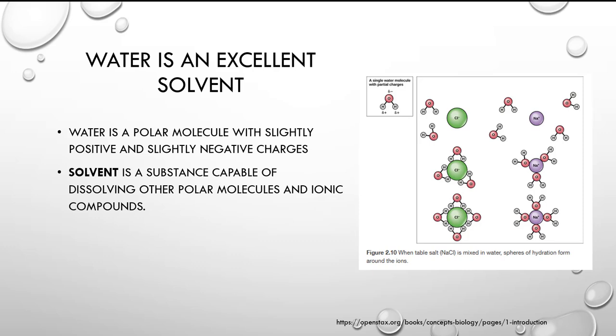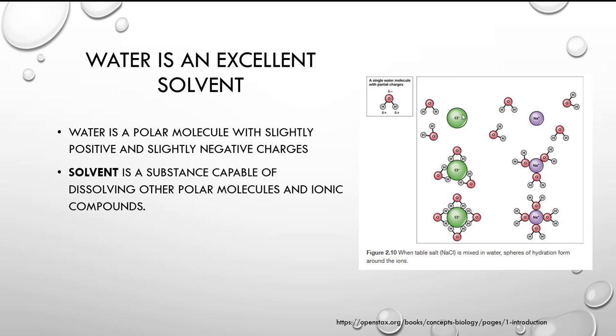Here's an example of an ionic compound. Remember, ionic bonds form between a cation and an anion. For example, we have sodium that wants to get rid of its extra electron, and chlorine that wants to gain an extra electron. So they form that ionic bond. Here we have this table salt, the sodium and chlorine have entered the water, and as they enter, the water starts to surround the individual atoms.